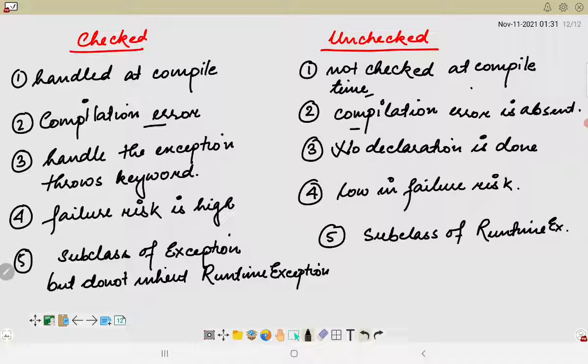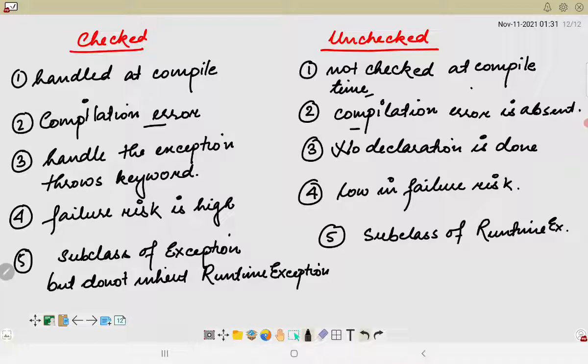Now, in checked exception, we have to either handle the exception if a method throws a checked exception, or otherwise we have to use the throws keyword so that we can specify the exception. That means we can report the exception. However, no such exception declaration is needed in unchecked exception, because a method is not forced by the compiler to declare the unchecked exception which is thrown by its implementation.